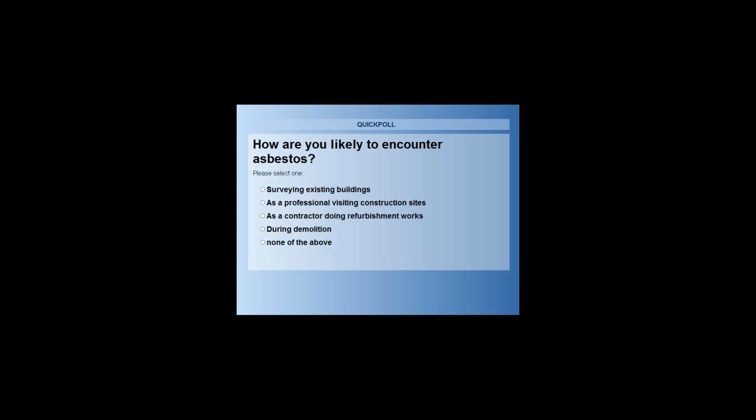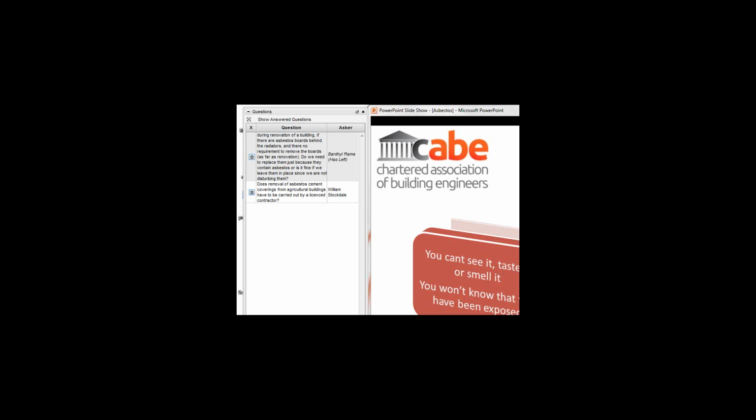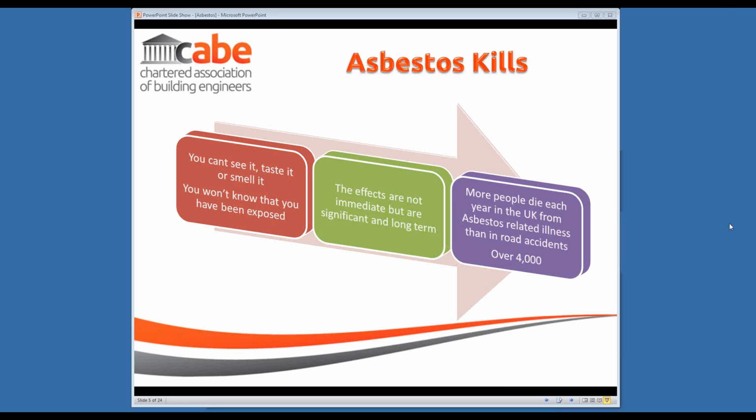So to let you see the results of that, there is a fairly even split between those of you who are surveying existing buildings and those of you visiting construction sites, with some other numbers dealing with refurbishment projects and demolition, which is fairly much what I'd expected to come across. Therefore, rather than the majority of you being involved in day-to-day work with asbestos, it's potentially more of an issue of trying to get a handle on what it looks like when you encounter it, where it's likely to be, and therefore what the potential risks might be.